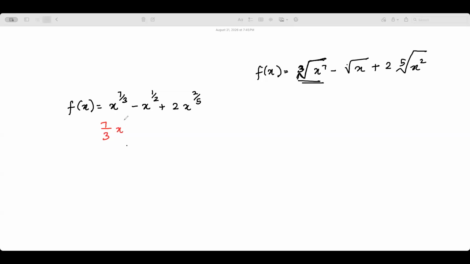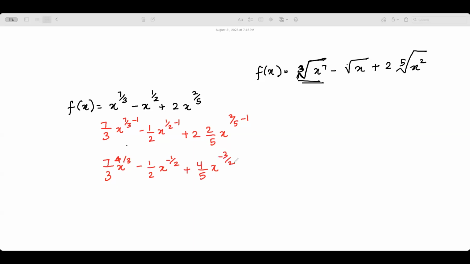7 by 3, x power of 7 by 3 minus 1. Minus half x power of half minus 1. Then plus 2, 2 by 5, x power of 2 by 5 minus 1. Any questions? 7 by 3, x power of 4 by 3. That's not a minus, 4 by 3. Then minus half x power of minus half plus 4 by 5 x power of minus 3 by 2. Any questions? Are you all with me?